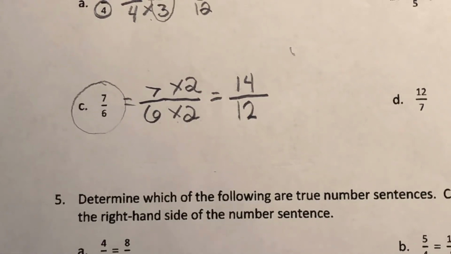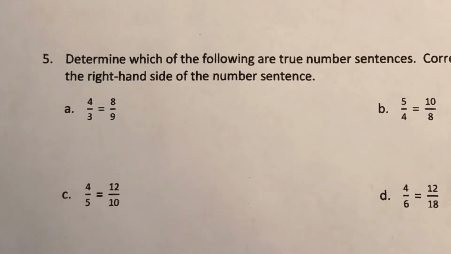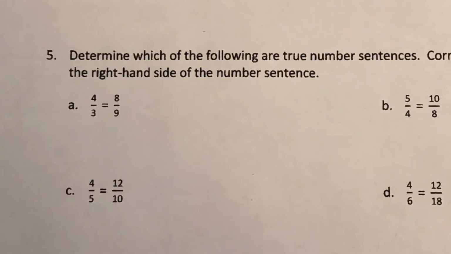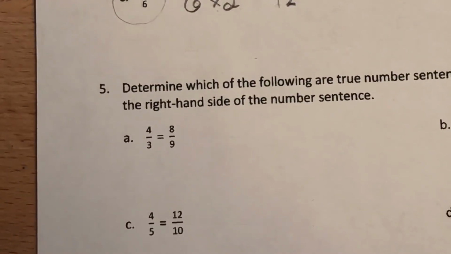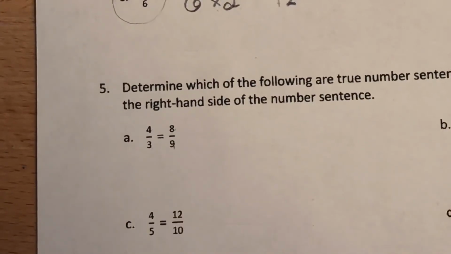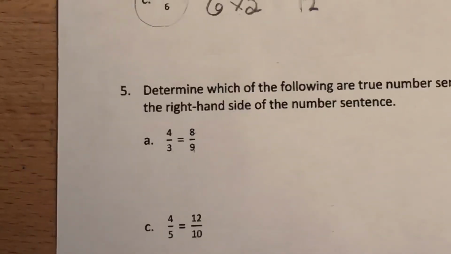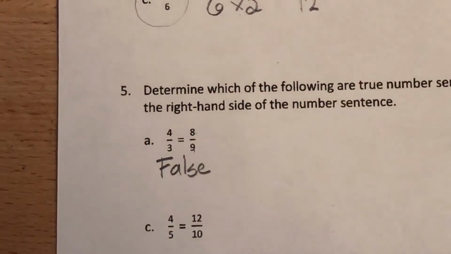All right, so let's move on to the bottom one because we're running out of time. It says, determine which of the following are true number sentences. Correct those that are false by changing the right-hand side of the number sentence, okay? So we got to find out which ones are true. So let's take a look. Here, 4/3 to 8/9. Is that okay? Now, the answer is no. This is false. And I'll show you why.